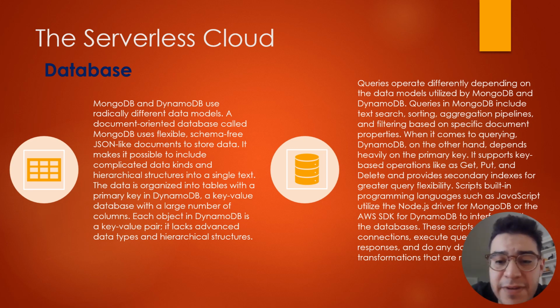Queries operate differently depending on the data models utilized by MongoDB and DynamoDB. Queries in MongoDB include text search, sorting, aggregation pipelines, and filtering based on specified document properties. When it comes to DynamoDB, on the other hand, it depends heavily on the primary key. It supports key-based operations like get, put, delete, find.